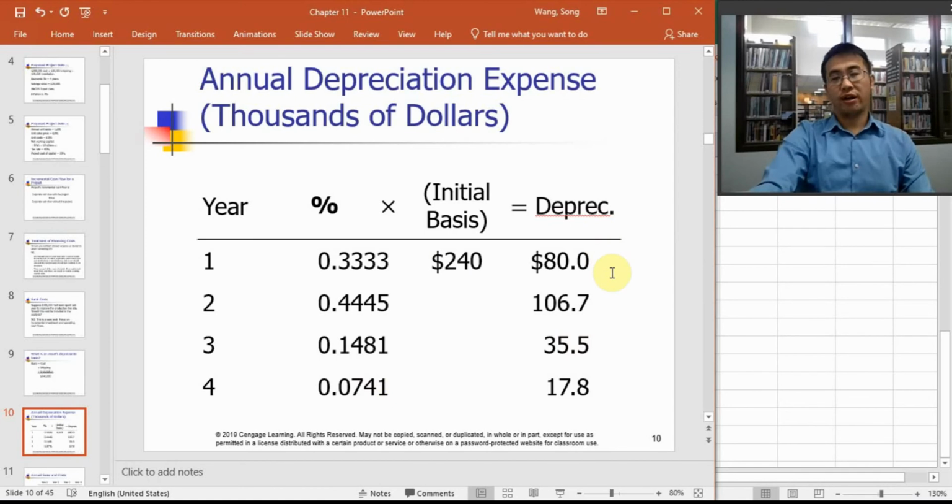This method is called the modified accelerated cost recovery system. It's called accelerated because in the second year, as you can see, the speed of depreciation gets accelerated. In the first year, it's only 1/3. In the second year, it's more than 1/3. And the second year involves an accelerated depreciation, which gives you a higher depreciation rate than all the other years.